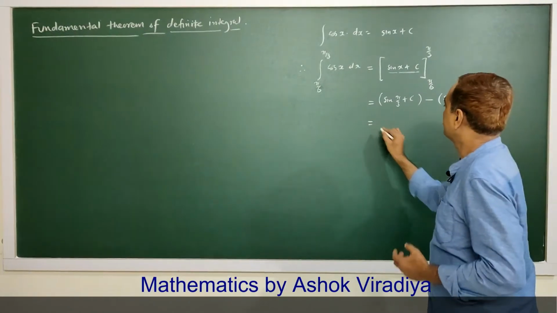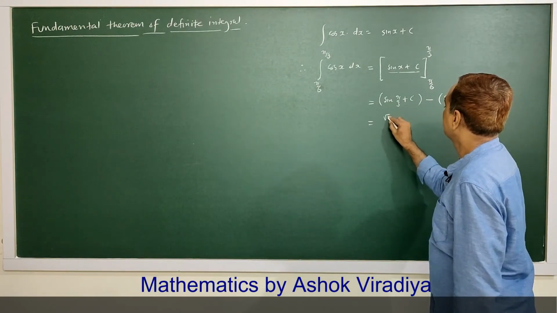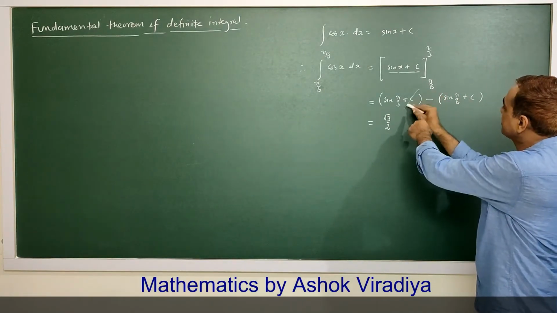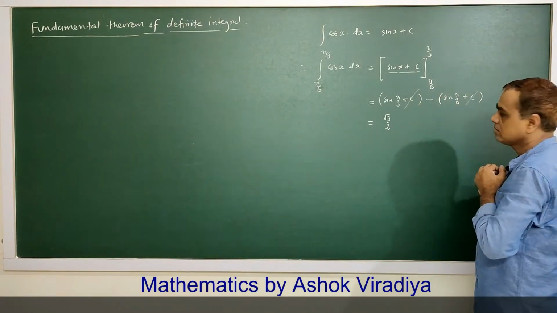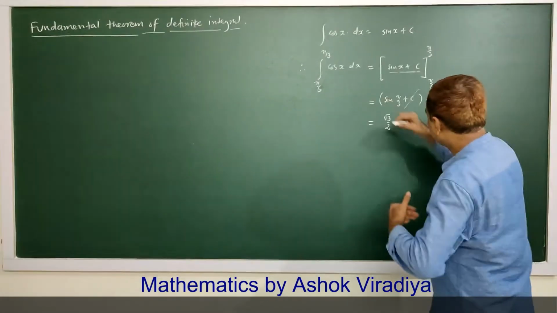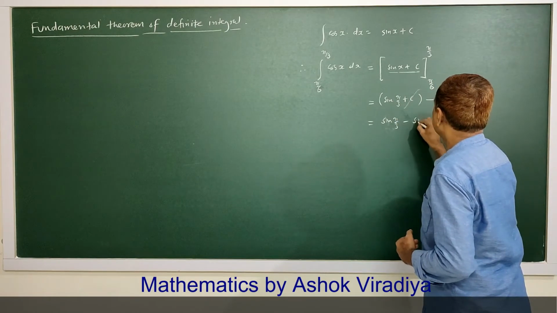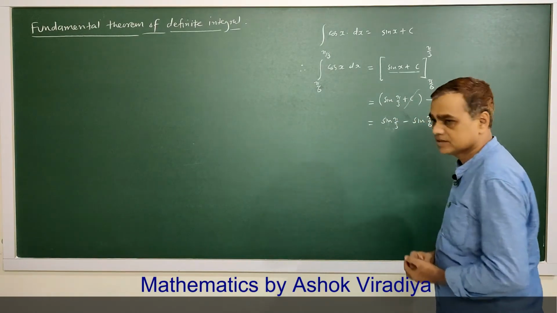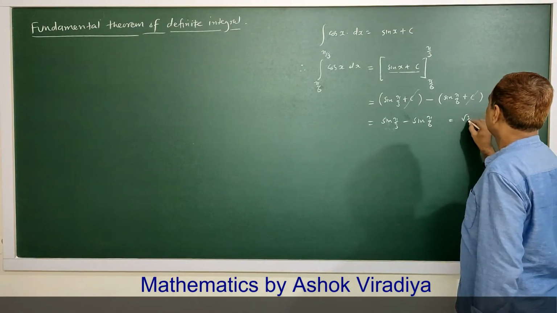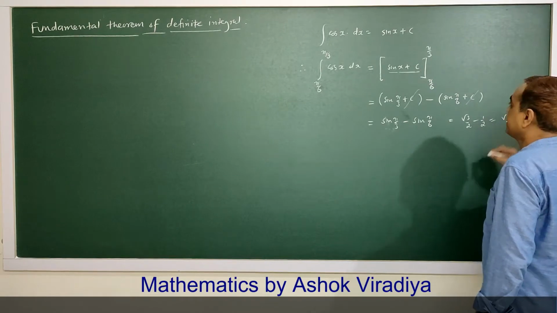So it is equal to sin pi by 3, which is root 3 by 2. This c will be cancelled, minus 1 by 2. I am putting this in detail: sin pi by 3 minus sin pi by 6. So its value is root 3 by 2 minus 1 by 2, that is, root 3 minus 1 by 2.